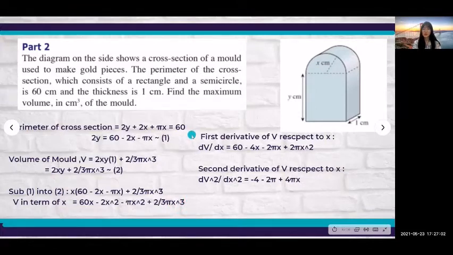Fourth step is I will do the derivative of V with respect to x. dV/dx will equal 60 minus 4x minus 2 pi x plus 2 pi x squared. Number 5 step is the second derivative of V with respect to x. Negative 4 minus 2 pi plus 4 pi x.